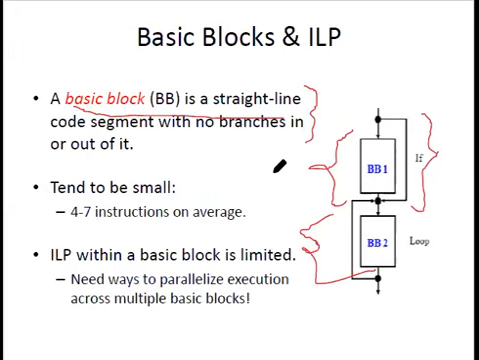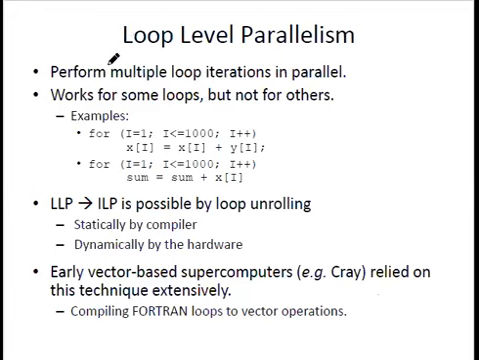So ILP within a basic block is limited. We need ways to parallelize execution across multiple blocks. So how is ILP implemented? One of the methods is loop level parallelism, which is to perform multiple loop iterations in parallel. Loop level parallelism is a form of parallelism in software programming that is concerned with extracting parallel tasks from loops.